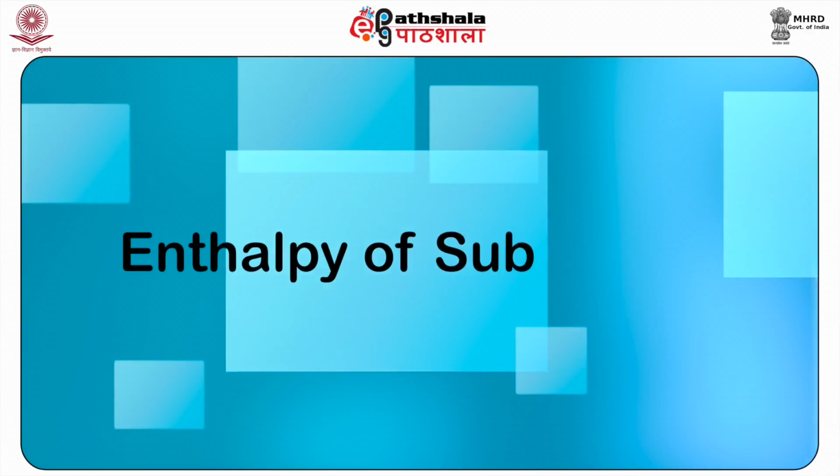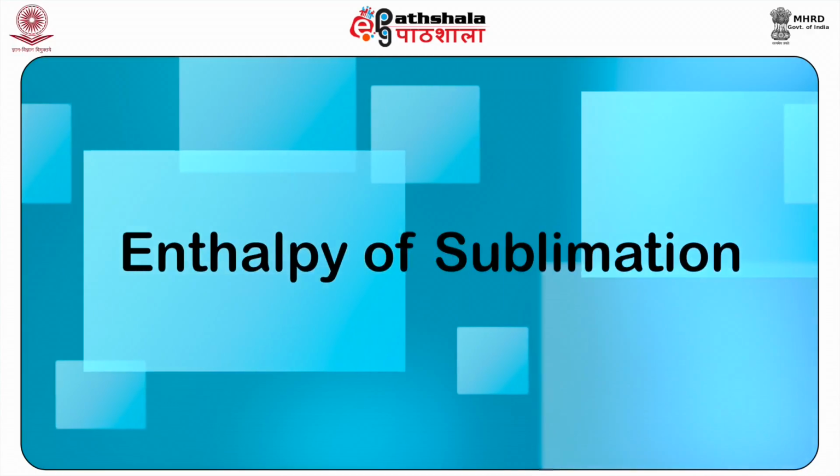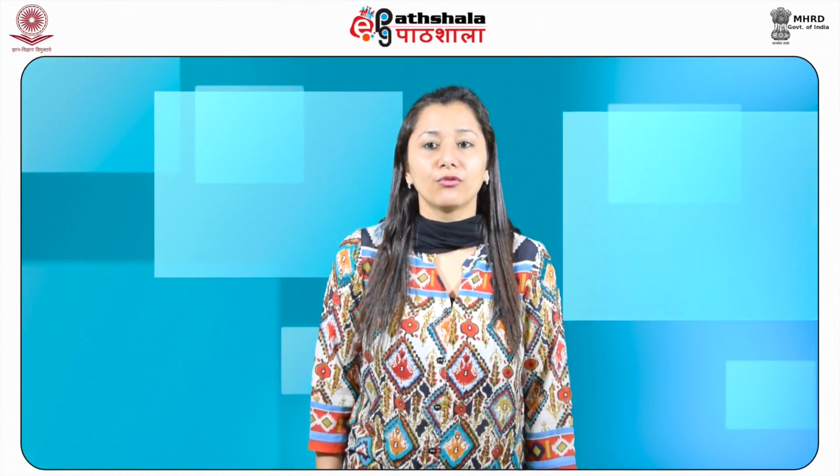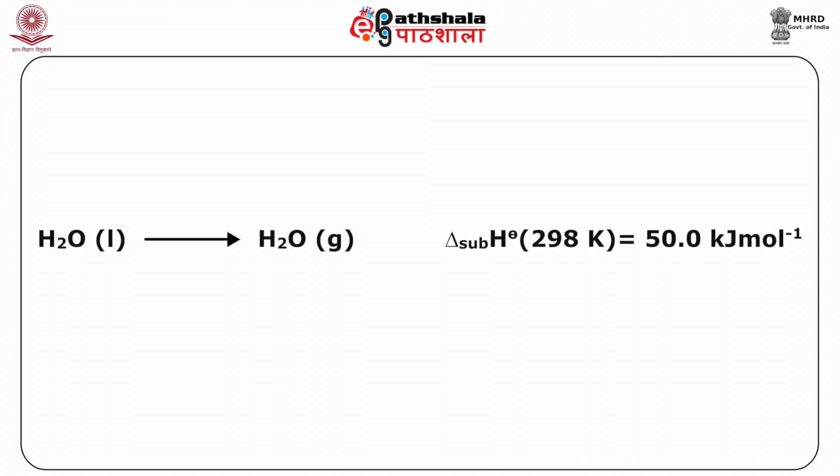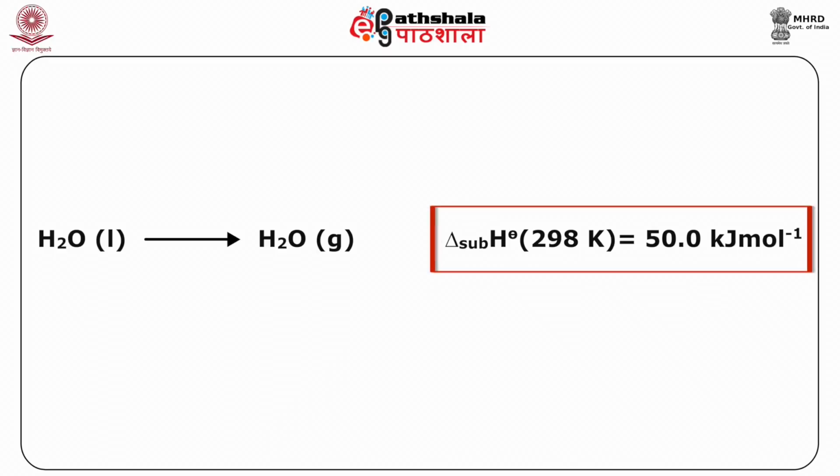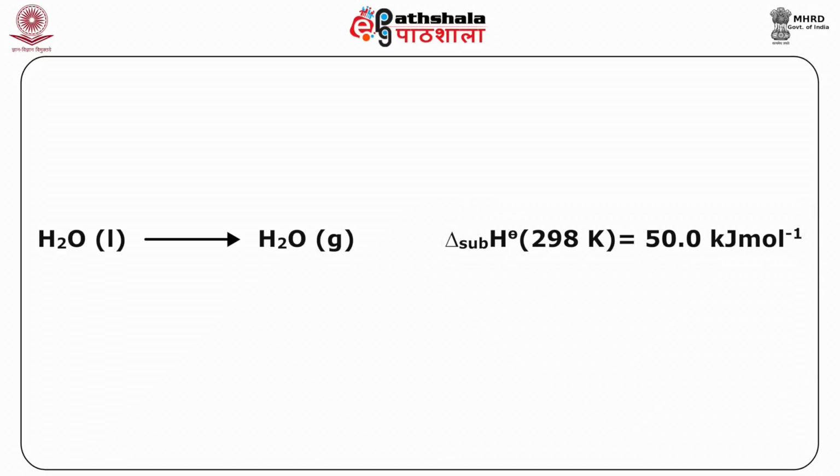Now we shall see the enthalpy of sublimation. It is the amount of enthalpy change to convert one mole of a solid to vapor state at a given temperature and pressure. For the reaction, delta H sublimation at 298 Kelvin is equal to 50.0 kilojoules per mole.